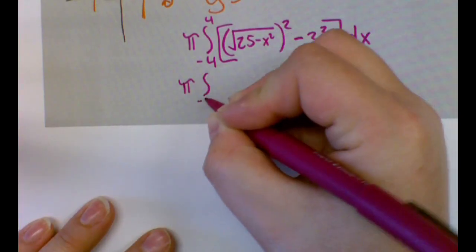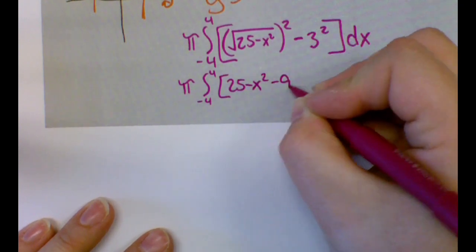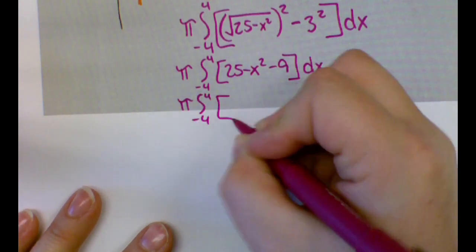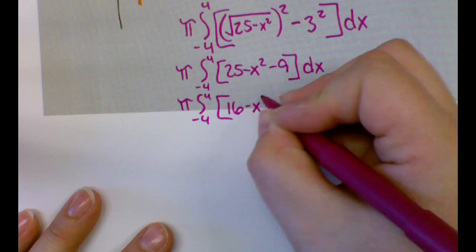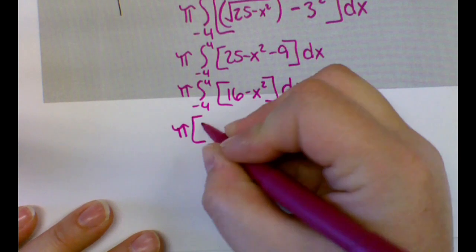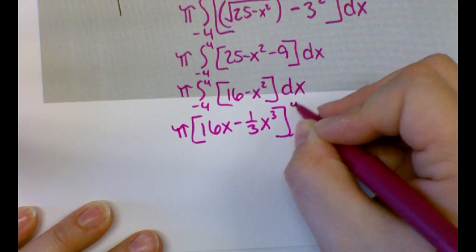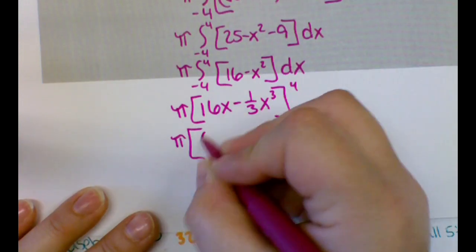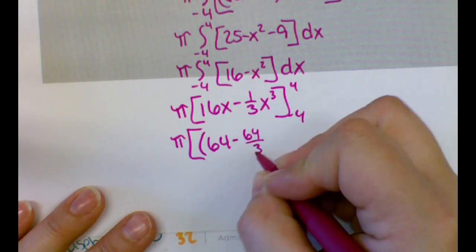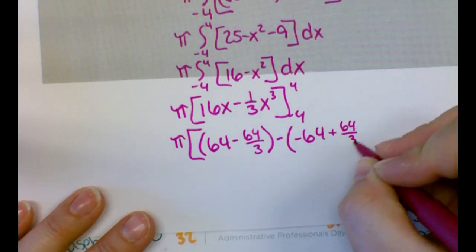So pi times the definite integral from negative 4 to 4 of 25 minus x squared minus 9 dx, which is 16 minus x squared. There we go. Now we take the antiderivative, 16x minus 1/3 x cubed, from negative 4 to 4. And 16 times 4 is 64, minus 64 thirds, minus negative 64 plus 64 thirds.